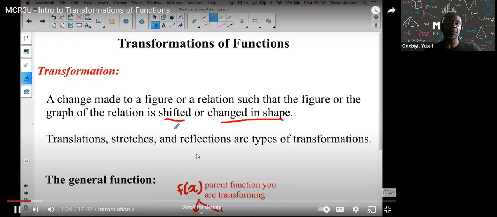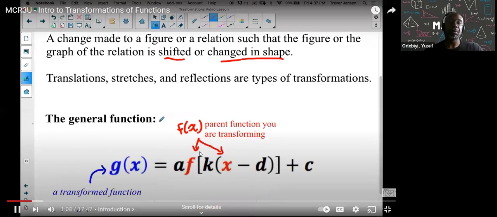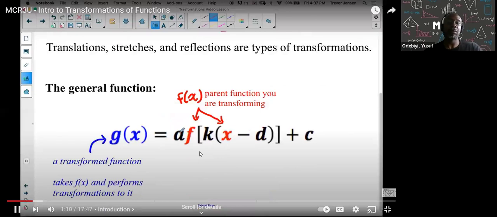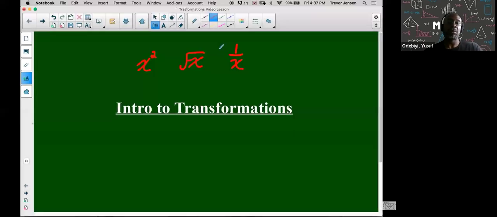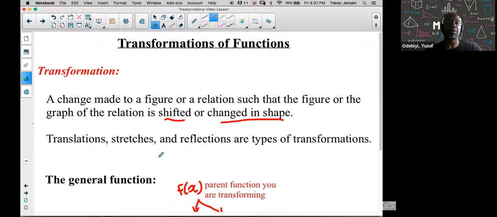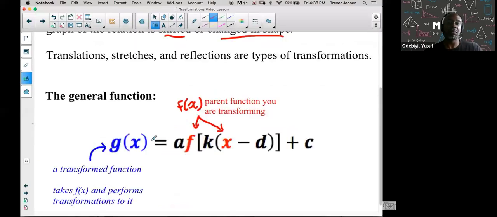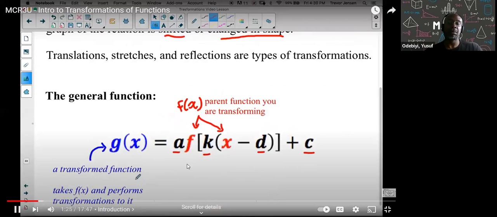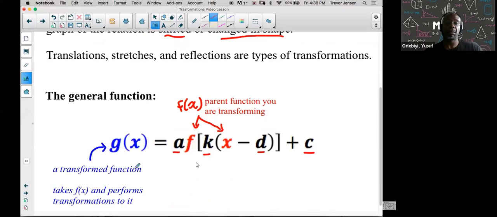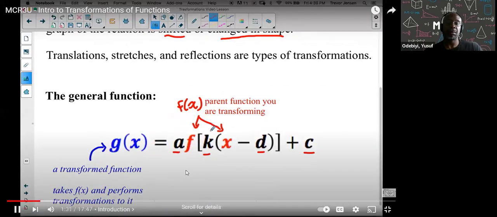And how we're going to do that is by looking at the parent function f of x. These were different parent functions we're going to work with, and we're going to apply different parameters to those parent functions. We're going to apply the parameters a, k, d, and c. And this is the general form of the equation of a transformed function. So g of x would be the equation of a transformed version of the function f of x.